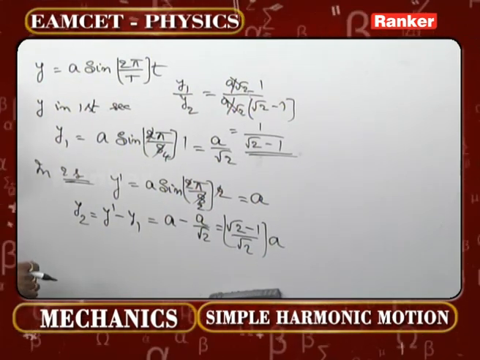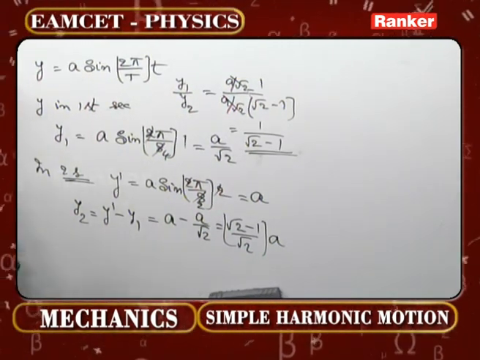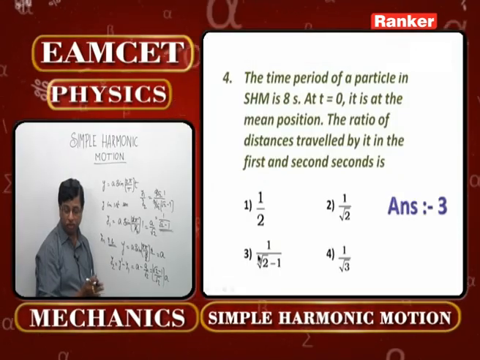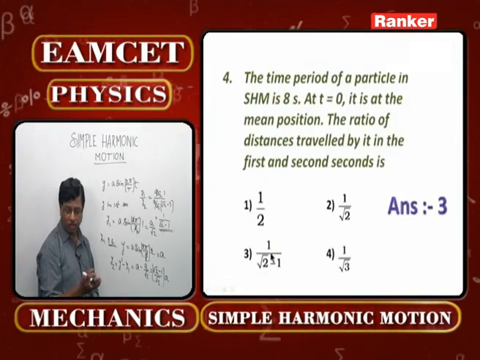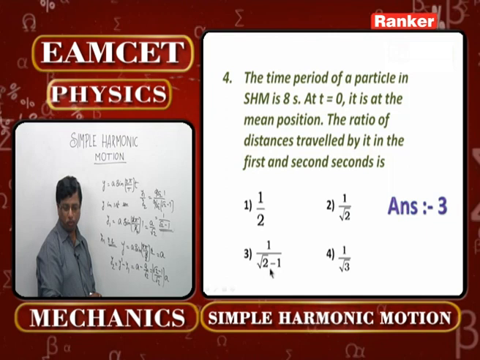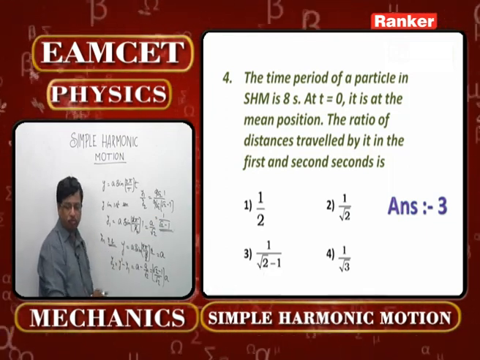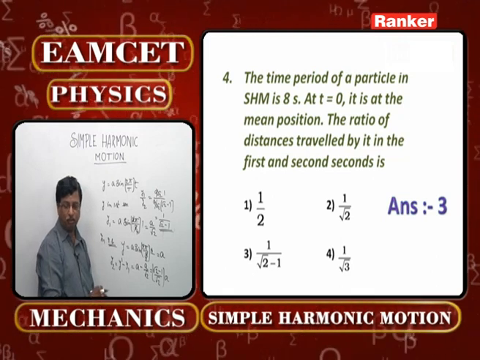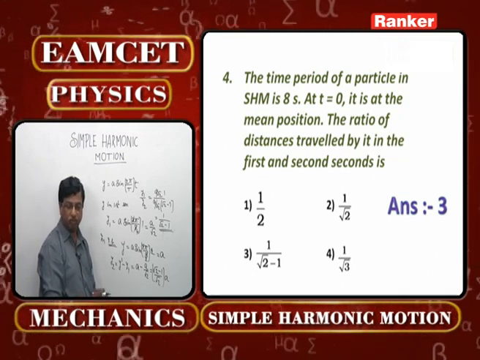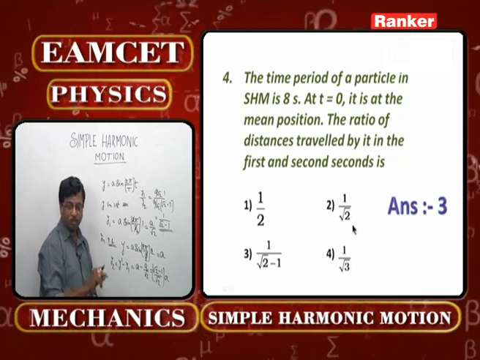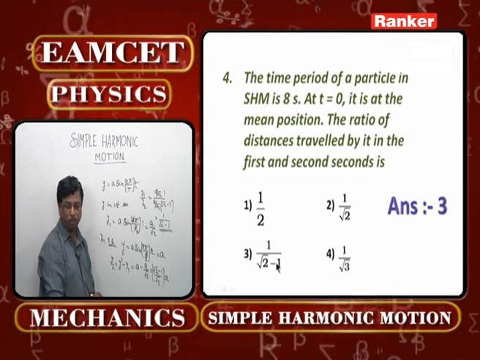1 by root 2 minus 1. If you look at the concept, the third option is going to be tallied over there. That is the correct option for this problem number 4. But one should read the question carefully, because it is not in 1 second, 2 seconds, it is in the first and second seconds. That is an important point to be noted here.